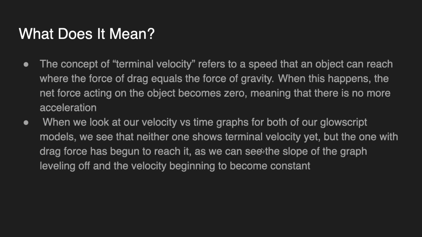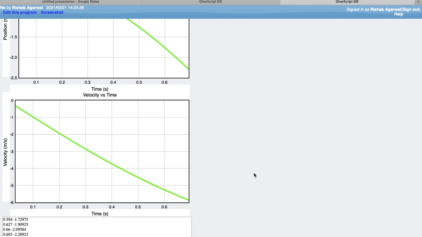What does it mean? The concept of terminal velocity refers to a speed that an object can reach where the force of drag equals the force of gravity. When this happens, the net force acting on the object becomes 0, meaning that there is no more acceleration. When we look at our velocity versus time graphs for both our GlowScript models, we see that neither one shows terminal velocity yet, but the one with drag force has begun to reach it, as we can see the slope of the graph leveling off, and the velocity beginning to become constant. We can see the slope leveling off here.